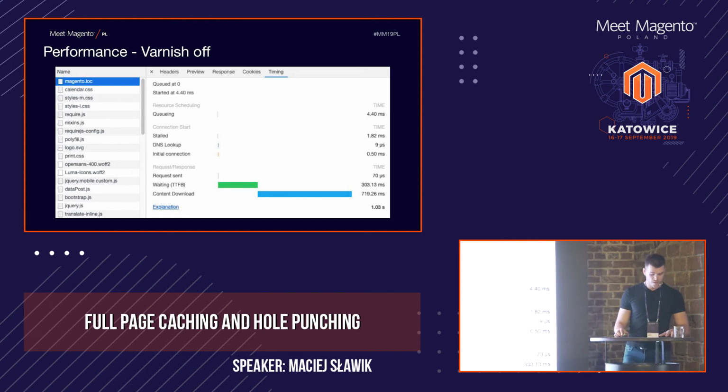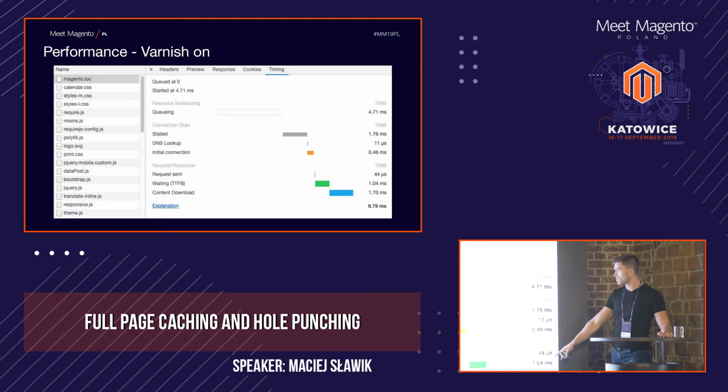In terms of performance, this is a screenshot from my developer environment. This was when Varnish was disabled. All the caches were enabled, and full page cache was enabled as well, but I was using the built-in full page cache. And the response time, the time to first byte, was around 300 milliseconds, which isn't bad. But when I enabled Varnish, the response time went down to 1 millisecond.